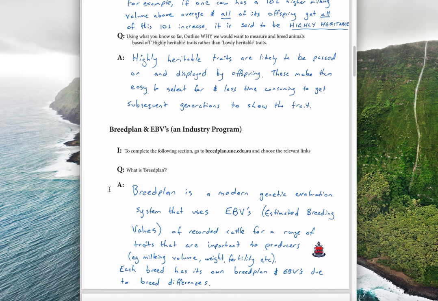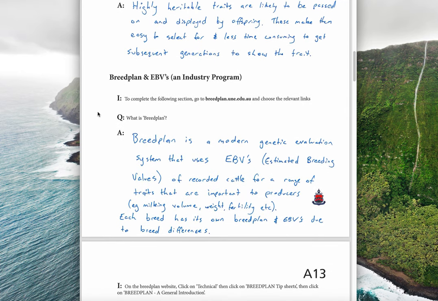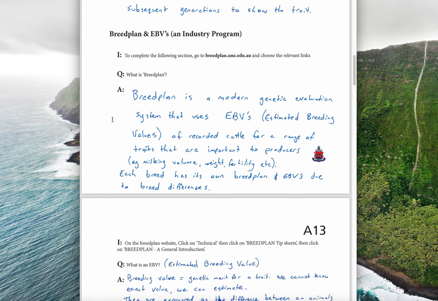All right, moving on to what we call the industry program. Basically the industry program is Breedplan, and Breedplan uses EBVs. All right, so that's important to know. The industry program that we're talking about for genetic evaluation and breeding is called Breedplan, and EBVs are used as part of Breedplan. So let's have a look at what Breedplan and what EBVs are.